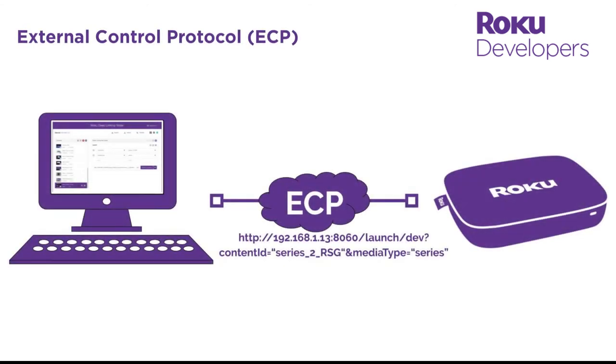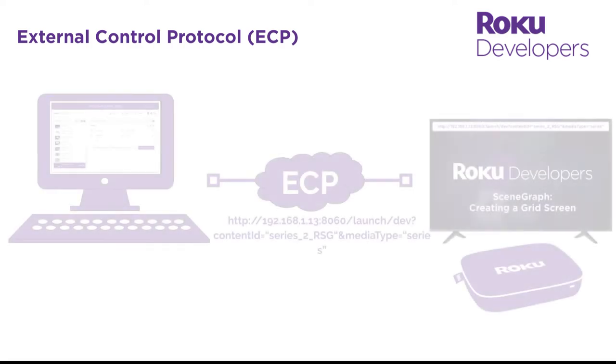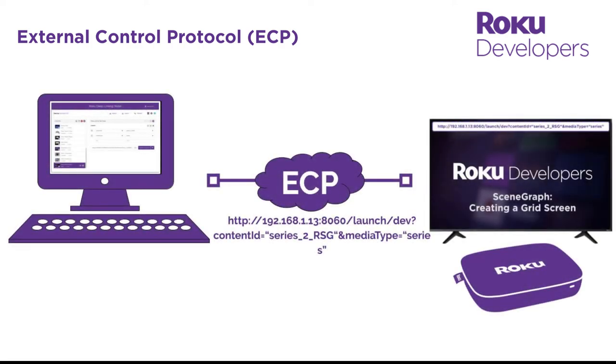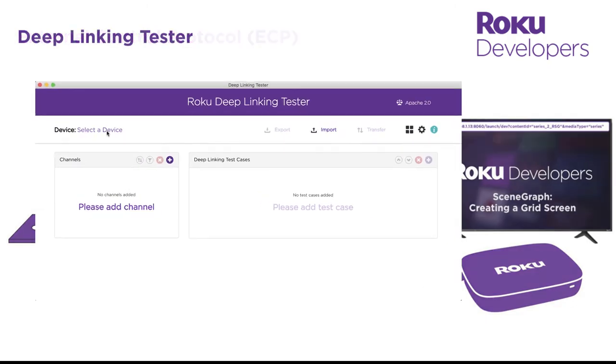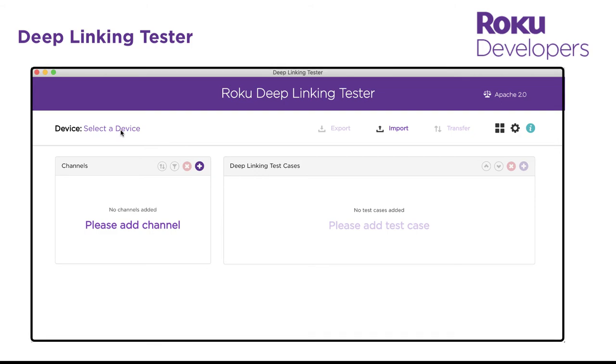To test the deep linking implementation we added to our channel, we need to send it deep link requests via the External Control Protocol, or ECP. ECP is a RESTful API that enables a Roku device to be controlled over the internet. It is used by many test applications in the Roku platform. One of those tools is the Deep Linking Tester.